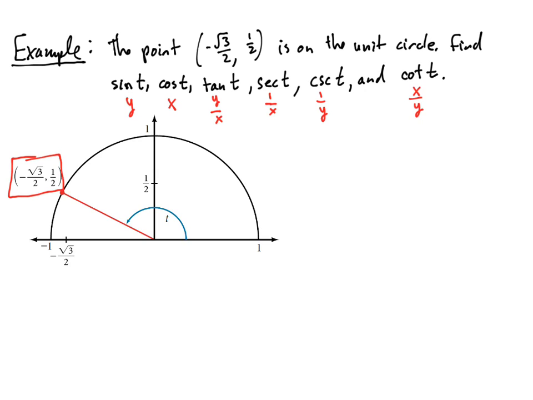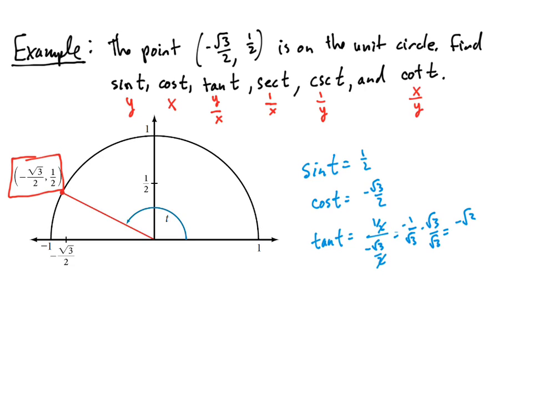All right, so we can get through this one pretty quickly. Sine of t is just the y-coordinate, so 1/2. Cosine of t is the x-coordinate, so negative root 3 over 2. Tangent of angle t is y over x, so 1/2 divided by negative root 3 over 2. The 2's can cancel. We get negative 1 over square root 3. That is an okay answer. Also, to rationalize, multiply the top and bottom by square root of 3, so negative root 3 over 3.